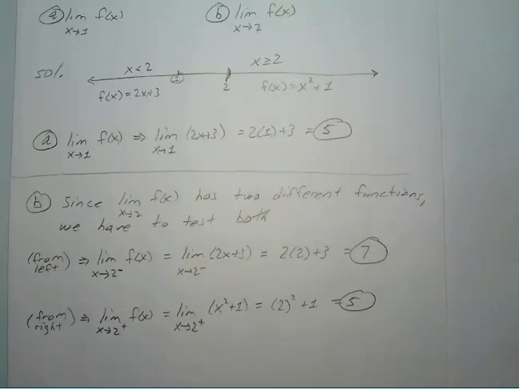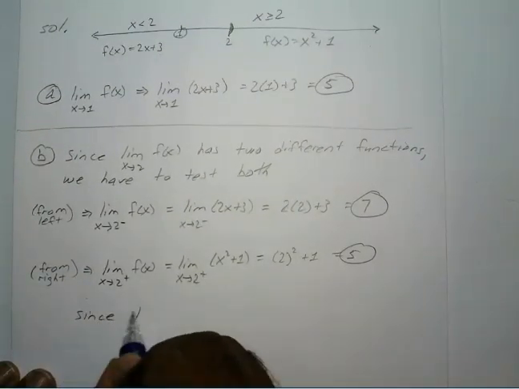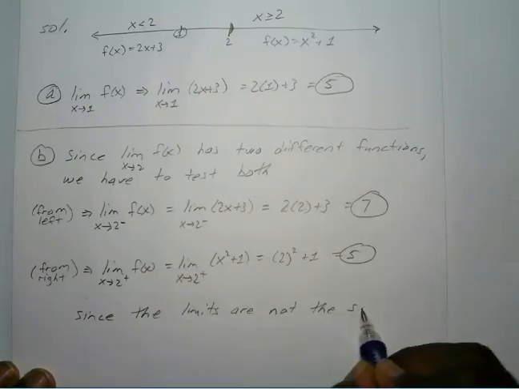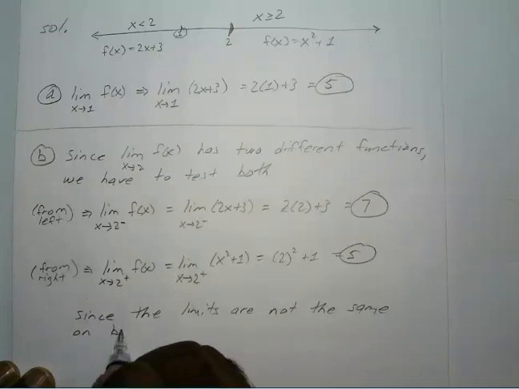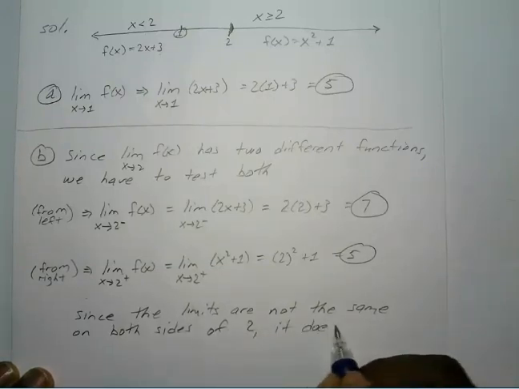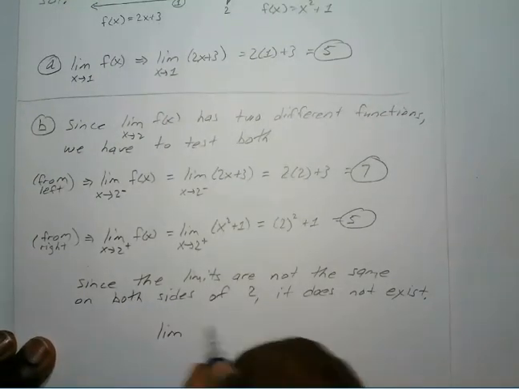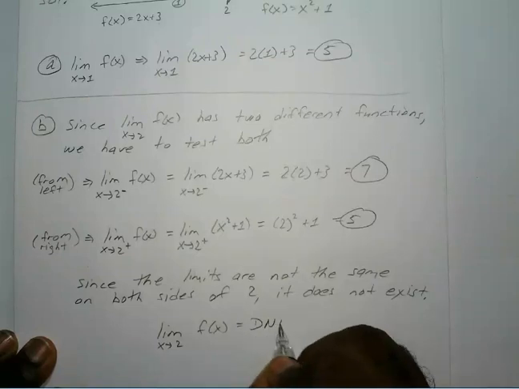So we see here that when you're approaching your limit from the left, you get 7. When you're approaching 2 from the right, you get 5. They aren't the same. Whenever they're not the same, you know the limit doesn't exist. So since the limits are not the same on both sides of 2, it does not exist. That means the limit of f of x as x approaches 2 does not exist.